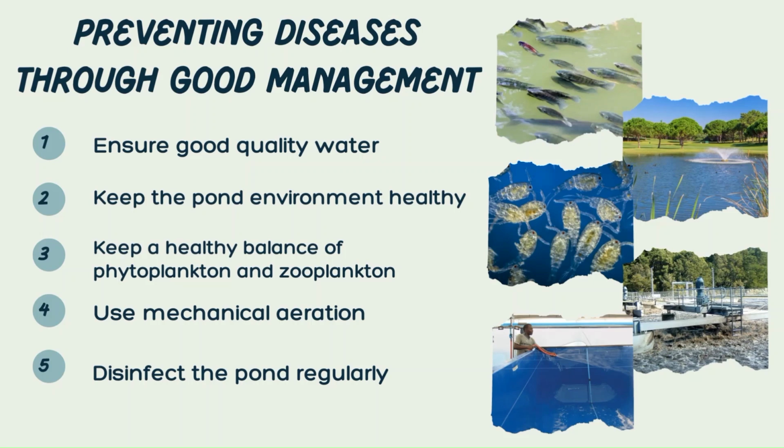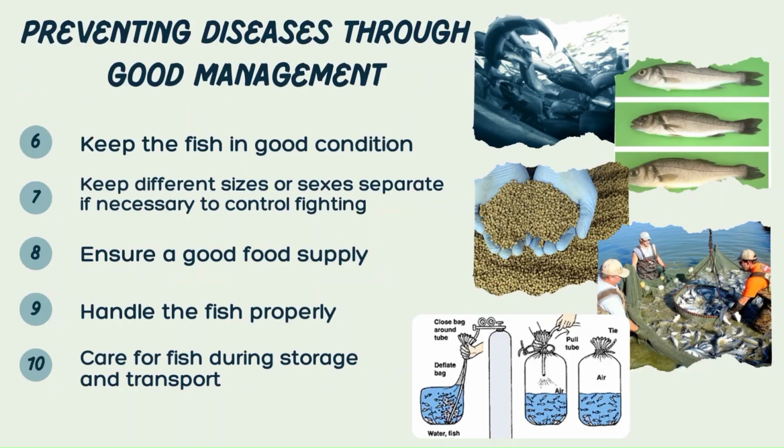Fourth, if necessary, use mechanical aeration, particularly if engaging in intensive fish farming of high-quality fish species under extremely well-managed and controlled conditions. Fifth, disinfect the pond regularly, using simple methods such as allowing the pond to dry after each crop. This involves putting the pond to rest by drying through the sun to further kill both the diseased organisms and their intermediate host. Six, keep the fish in good condition by controlling stocking density and by placing only the recommended amount of fish in each pond.